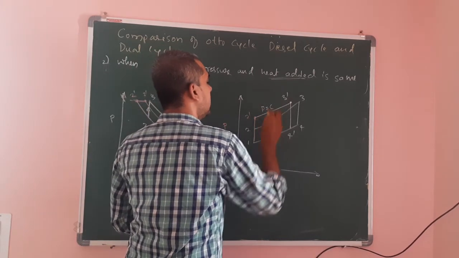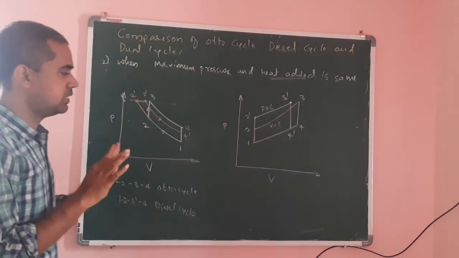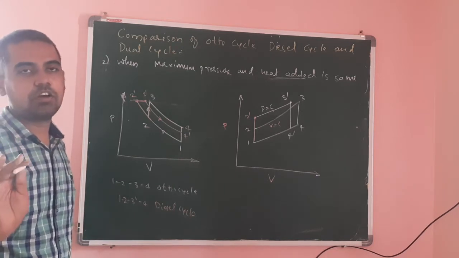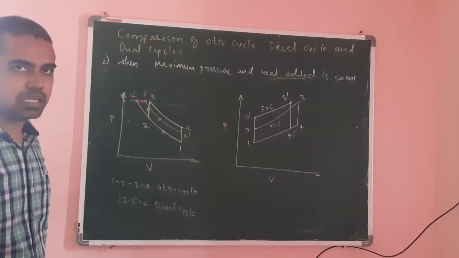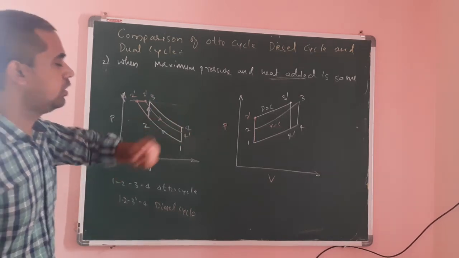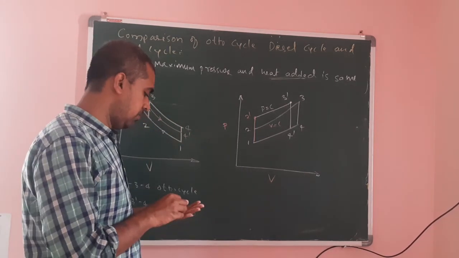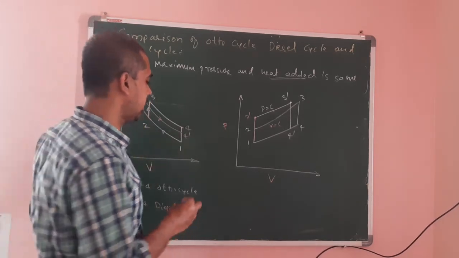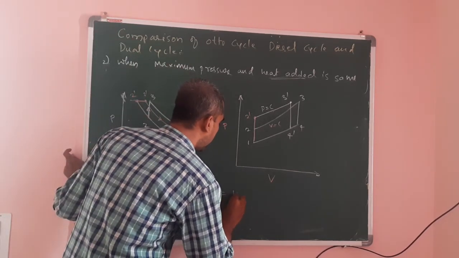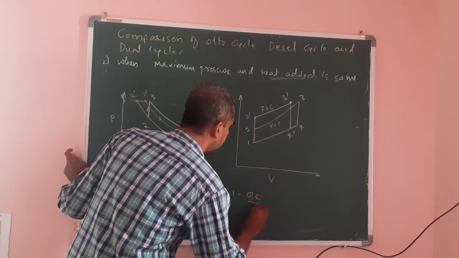Comparing these two, always remember one thing: efficiency of dual cycle will be in between that of the Otto cycle and diesel cycle. Therefore I will not draw dual cycle here, it will become more cumbersome. Instead, we can compare efficiency, which equals 1 minus QR divided by QS.